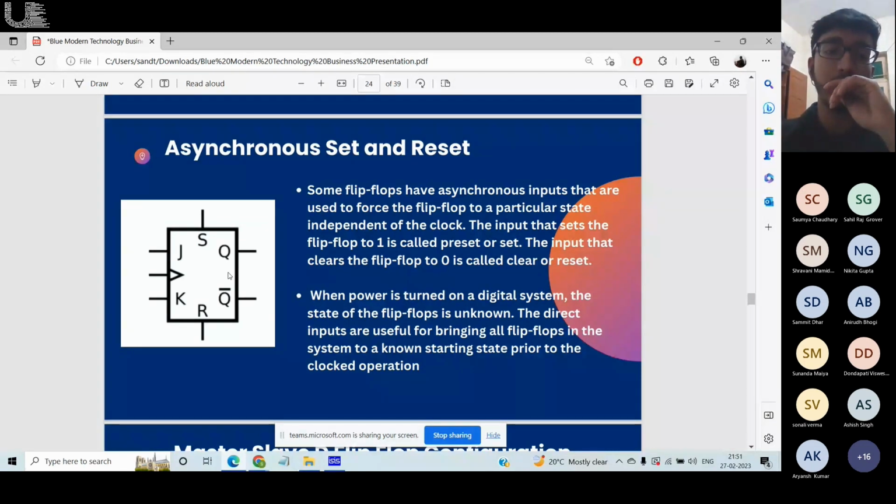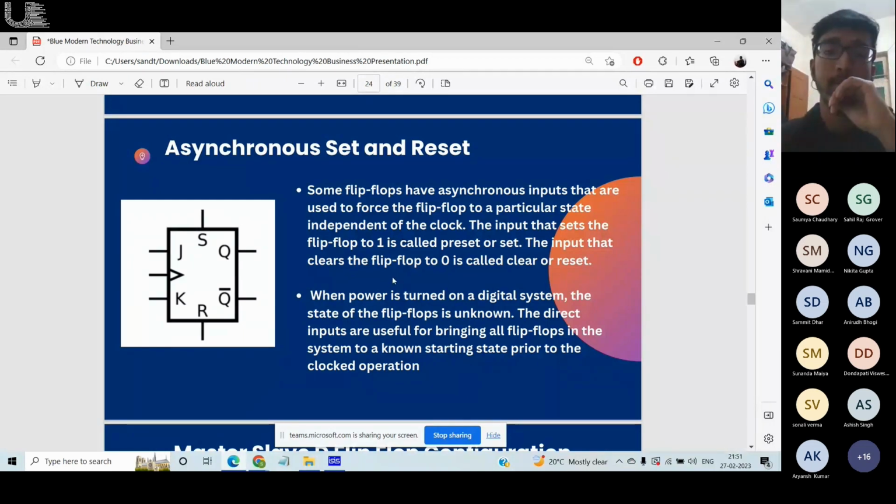If you give digital logic 1 in S, then Q becomes 1. That is called set. When Q becomes 1, it's called set. Similarly, to start a flip-flop with an output of 0, you have a pin called R. When we give 1 to R, then the output Q becomes 0.